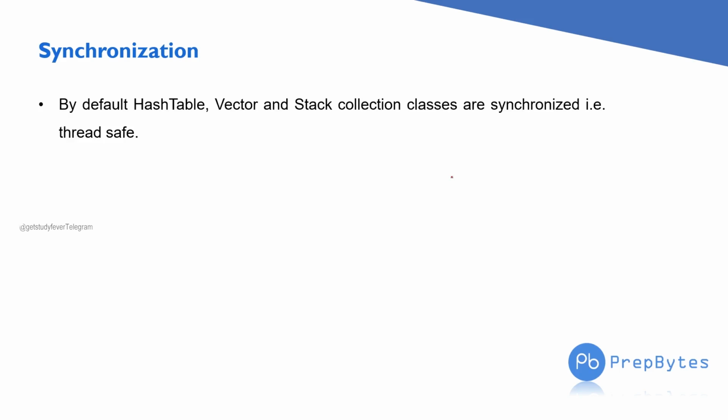So we have seen so many collections, correct? We have seen many collection classes. So which of these collection classes are synchronized, which are thread safe, which are not thread safe? Let's see that. Just 2 points. So by default, Hashtable, Vector, and Stack classes are synchronized. Okay, so these are nothing but legacy classes. In the collection framework video, we have seen Hashtable, Vector, and Stack are legacy classes. Only those classes are synchronized, that is thread safe.